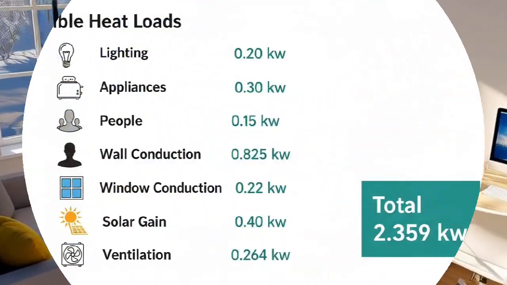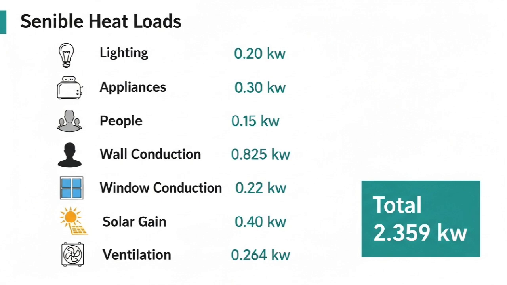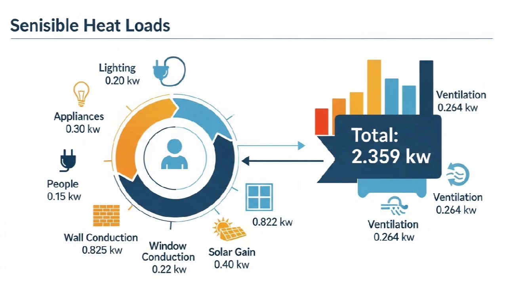Now, let's add the sensible load components. Lighting, 0.20 kilowatts. Appliance, 0.30 kilowatts. People, sensible, 0.15 kilowatts. Wall conduction, 0.825 kilowatts. Window conduction, 0.22 kilowatts. Solar gain, 0.40 kilowatts. Ventilation sensible, 0.264 kilowatts. That gives us a total sensible load of 2.359 kilowatts.